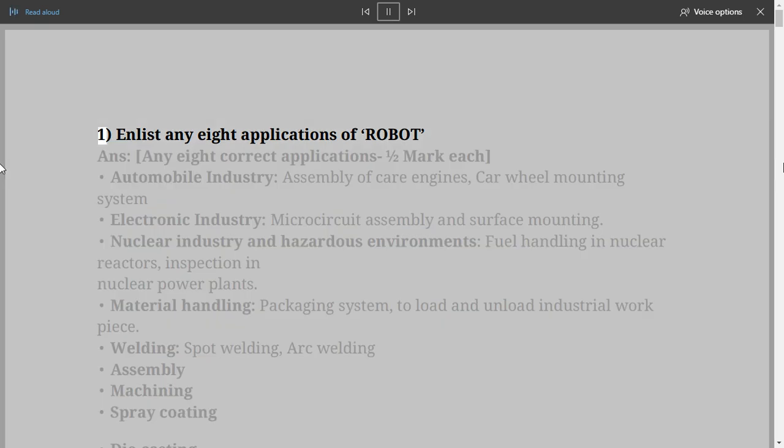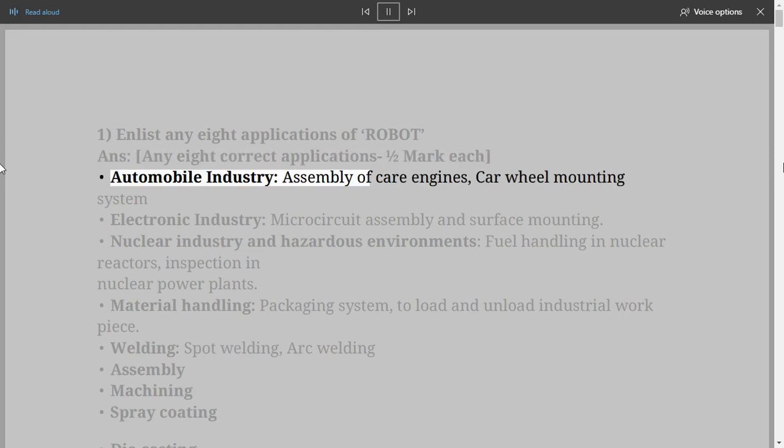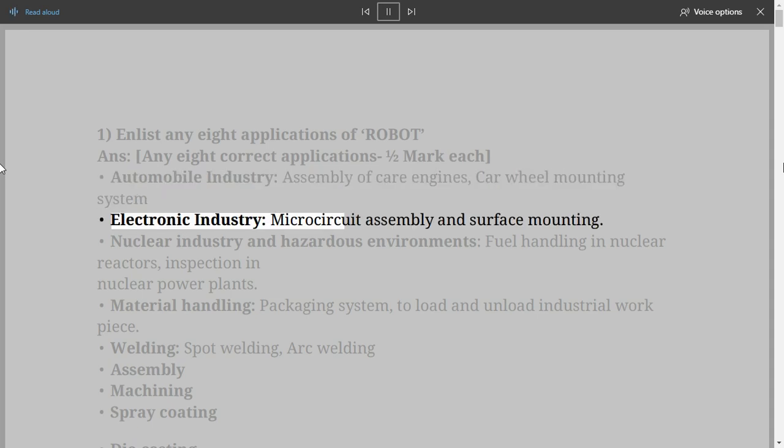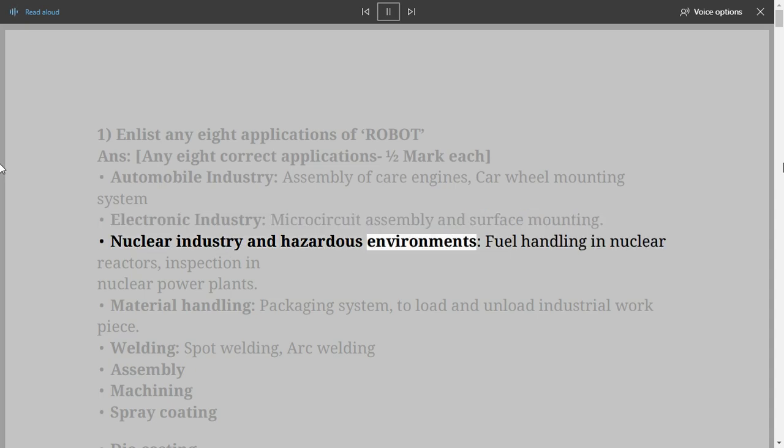One. Enlist any 8 applications of robot. Any 8 correct applications, 1/2 mark each. Automobile industry: assembly of car engines, car wheel mounting system. Electronic industry: microcircuit assembly and surface mounting. Nuclear industry and hazardous environments: fuel handling in nuclear reactors, inspection in nuclear power plants.